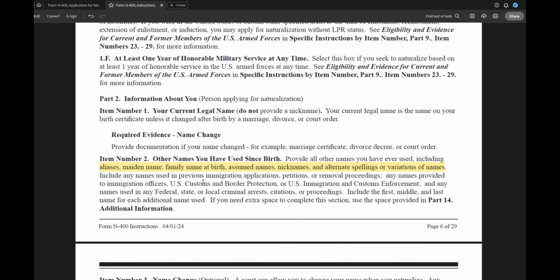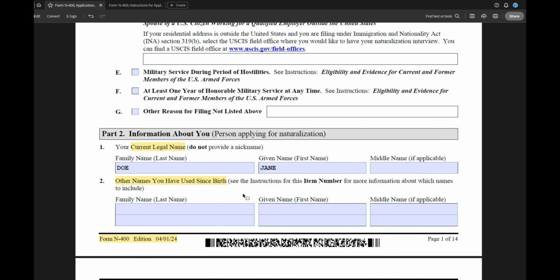This also includes any names that you have ever indicated in previous immigration applications or petitions, and including the name you have written on your green card, social security card, driver's license, etc. And if you do fill out this part of the application, you will need to provide copies of documents that prove your name change.